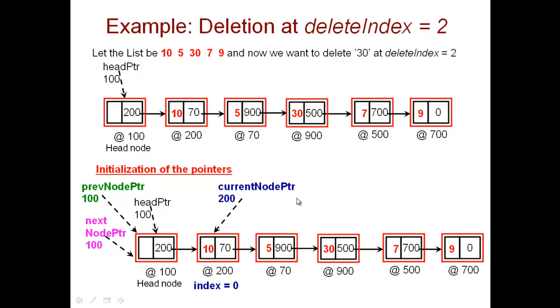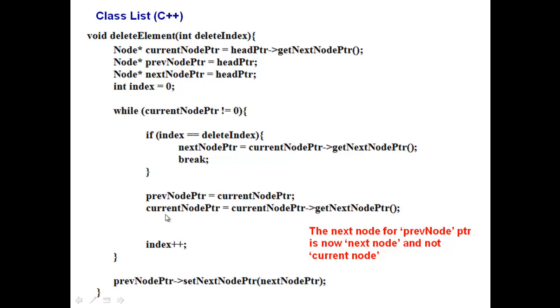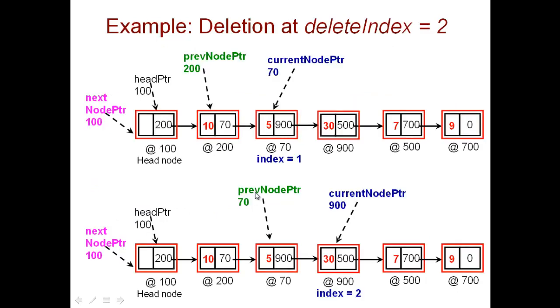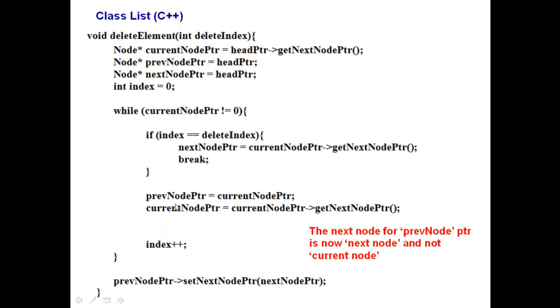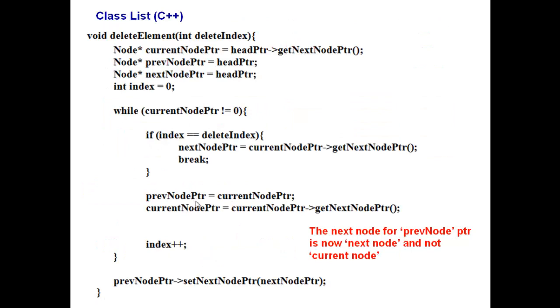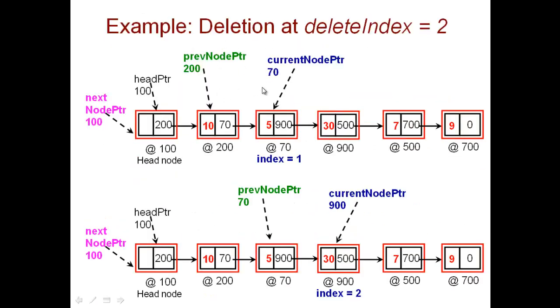If index is not equal to delete index, all we have to do is simply advance the current node pointer and previous node pointer to the next node. This is similar to how we did it in insertion. We first move the previous node pointer to point to the current node, so previous node pointer is set to current node pointer. That means previous node pointer will be 200. Then current node pointer is assigned the address of the next node. How do we do that? Current node pointer arrow get next node pointer. Current node pointer is 200, and using that you can access this node. The next node pointer value at that node is 70, so current node pointer will be assigned the value 70. This is how the two pointers will look after this.